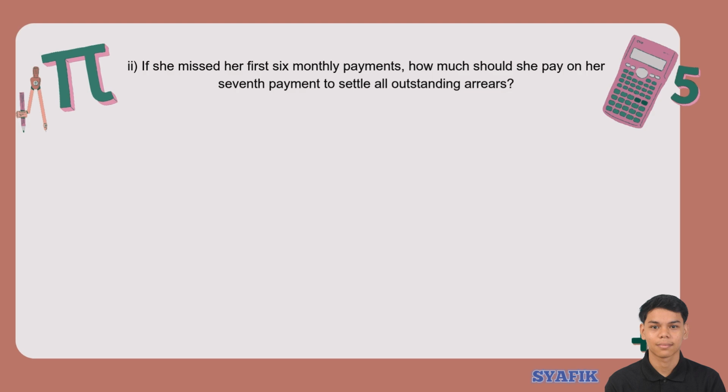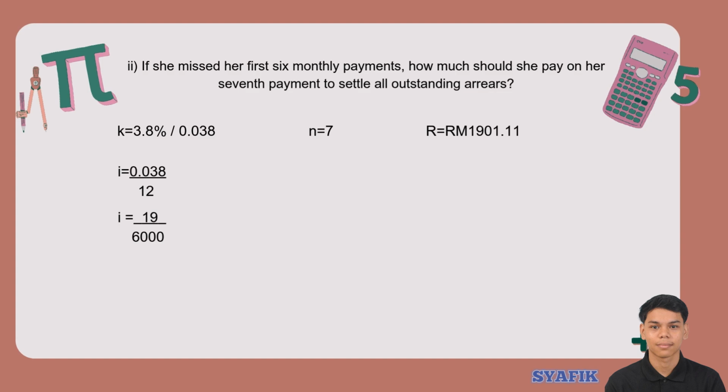to settle all outstanding arrears? To answer this question, the interest rate is 3.8% or 0.038, which is converted to a monthly interest rate I equals 0.038 over 12 and changed to 19 over 6,000. The total payment missed is N equals 7. The monthly payment amount is R equal 1,901 ringgit and 11 cents.